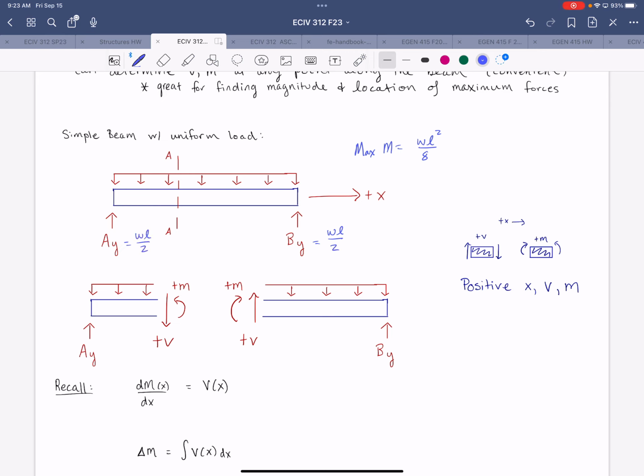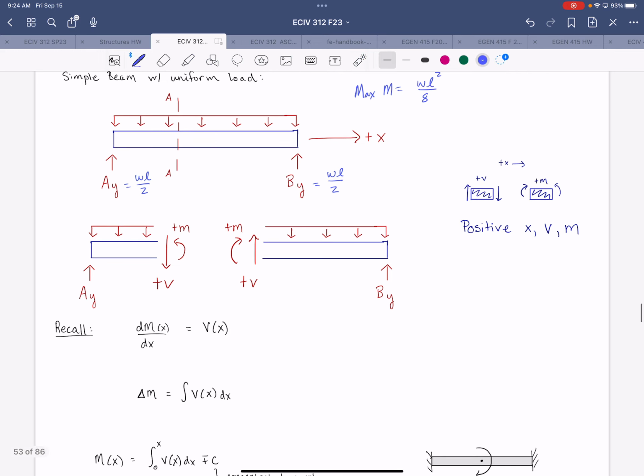So this is just a very, very common condition that we see in structural engineering. Many beams have simple supports and uniform loads on them. And so this just becomes really beneficial to know off the top of your head so you can quickly calculate reactions and maximum moments.